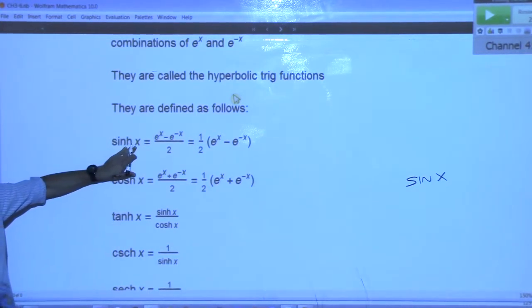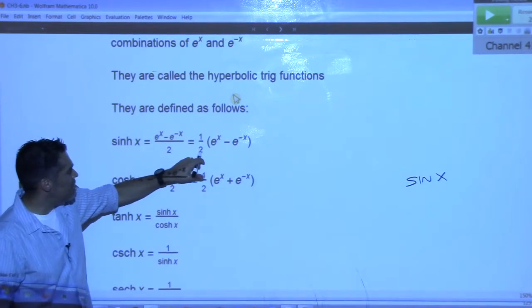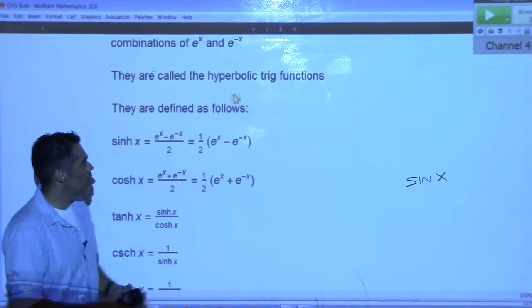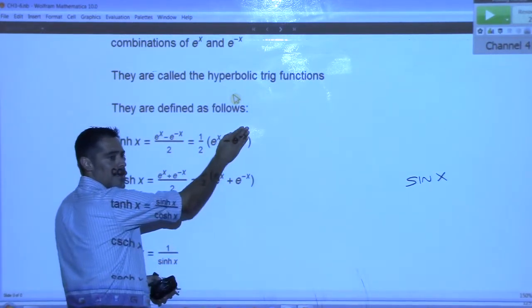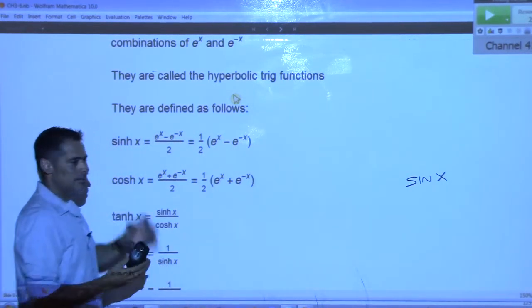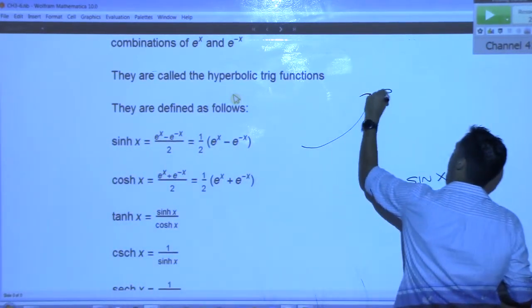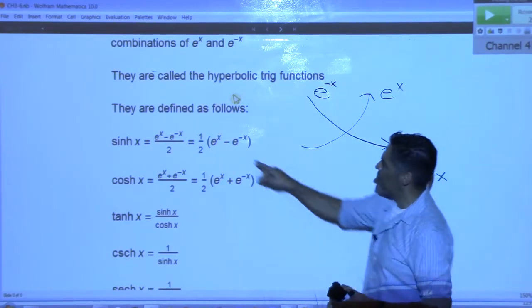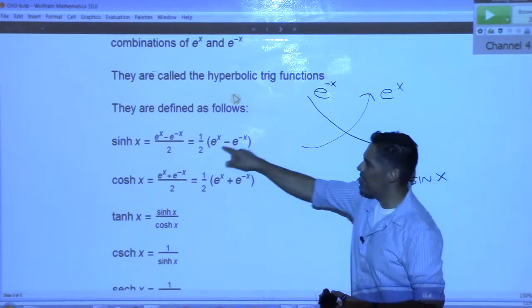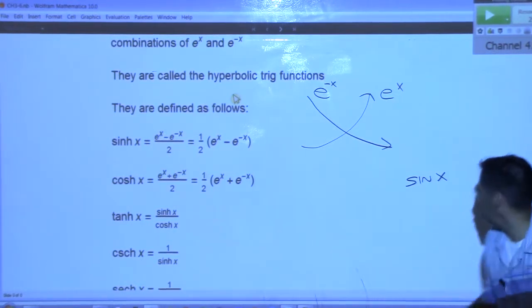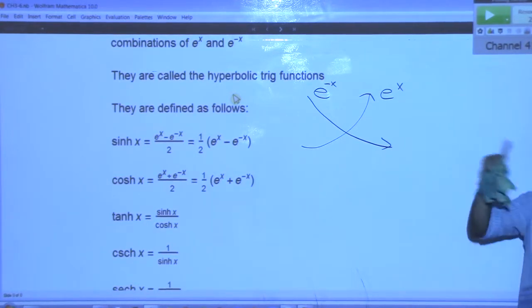So sine hyperbolic of x is 1/2 times the quantity e to the x minus e to the negative x. We all know what e to the x looks like, right? The graph of e to the x goes like that, and e to the negative x is reflected. So e to the x looks like this, e to the negative x looks like this. And somehow we're taking this one, subtracting that one, and then taking half of it. I'm going to show you the graph of this function in a second, but the important thing to understand is that it's not your good old right triangle circle thing.